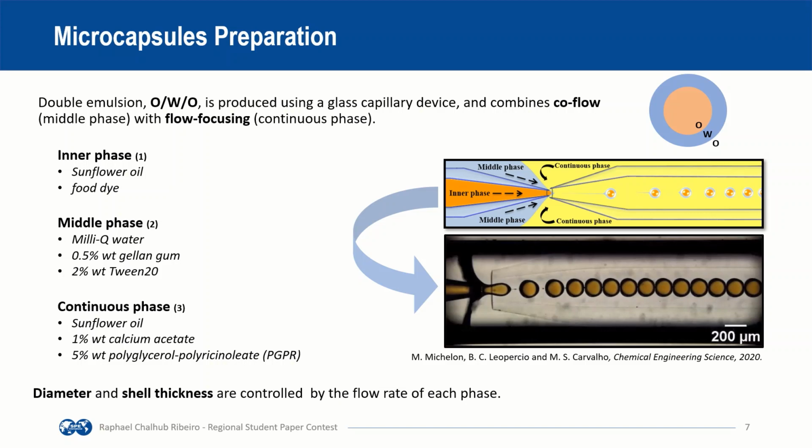The microcapsules adopted were prepared using a co-flow and flow-focusing capillary device. As mentioned before, microcapsules are double emulsion, in this case, oil in water in oil. The composition of each phase can be seen in the left-hand side of this slide. At the top right-hand side, a diagram presents the concept of this capillary device. Below that, there is a video showing the microcapsules production, with controlled diameter and shell thickness.